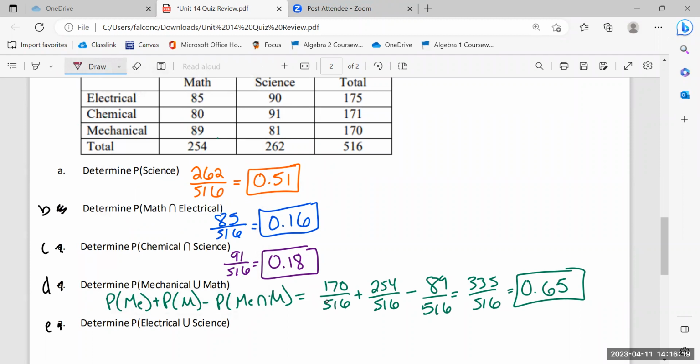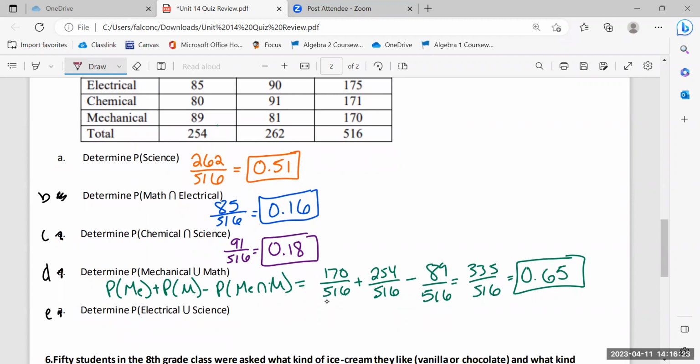All right, and then the last part for this question, part E, another or probability. So probability of electrical or science. So we want to do probability of electrical plus the probability of science minus the probability that we do electrical and science at the same time.